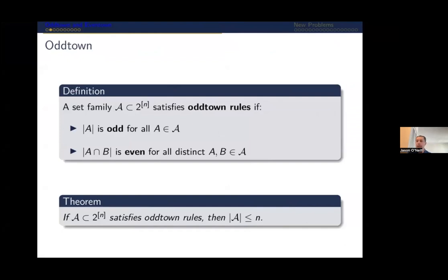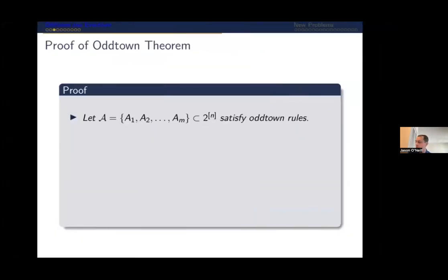The proof is nice and short, and you can fit it on one slide. So let's go through that proof. We start off with an arbitrary collection of m sets that satisfy oddtown rules, so each set has an odd number of elements, and pairwise intersections have an even number of elements. We then encode each of the m sets as its characteristic vector in F2 to the n. One of the nice things about F2 to the n is that the inner product tells you something about the sizes of the sets.